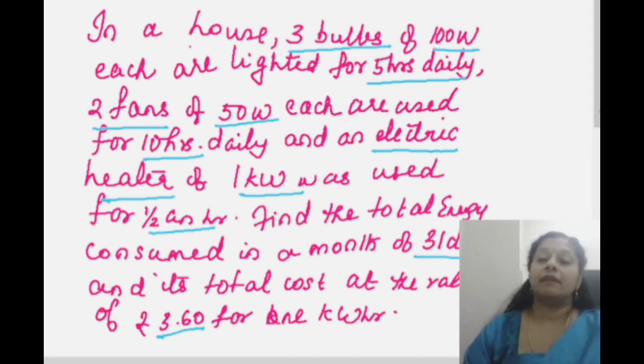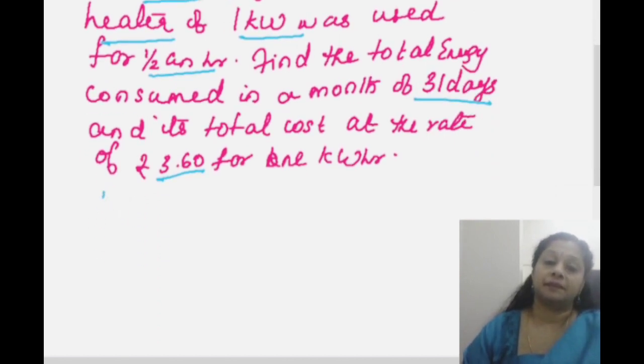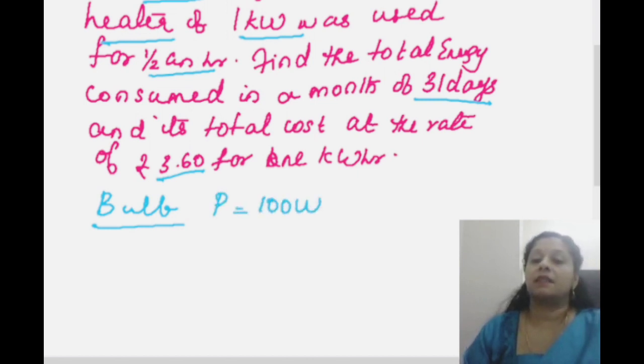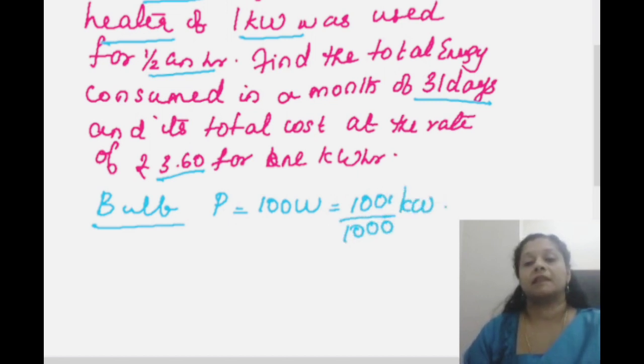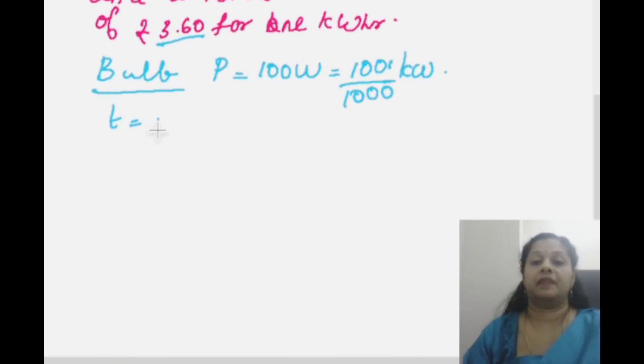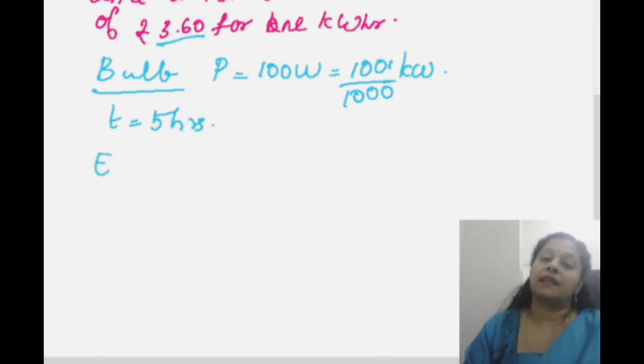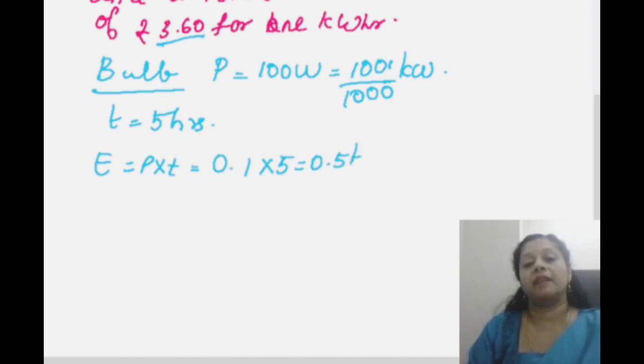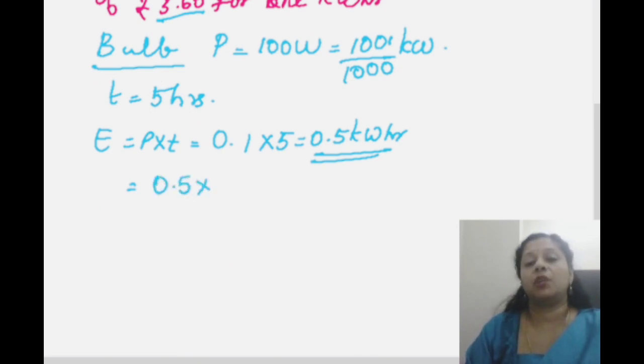Okay, so let's see the energy used by the bulb. Power is 100 watts. That means 100 by 1000 kilowatts, right? Time is five hours. So energy is P into T, 0.1 into 5, 0.5 kilowatt hour. That is for one bulb. 3 bulbs are there, so 0.5 into 3, 1.5 kilowatt hour.